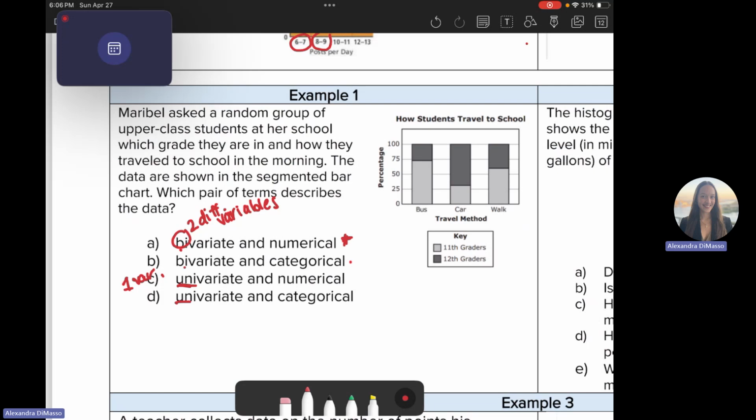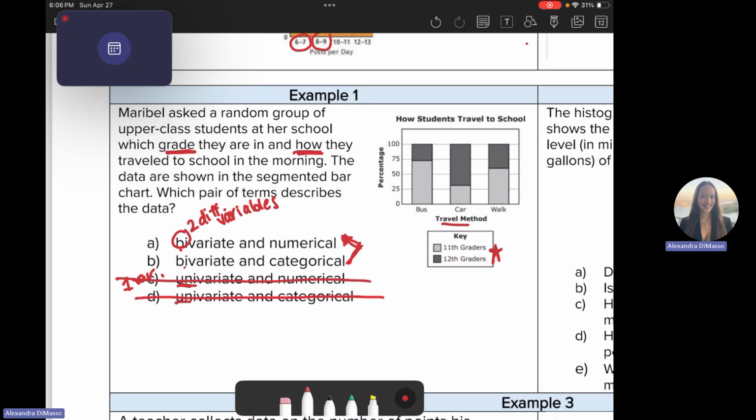If I'm looking at a random group of students, I want to know both what grade they are in and how they travel to school in the morning. So that's two different things I'm looking at: what grade they are in and how they are traveling. That already tells me my answer needs to be one of these two at the top, bivariate. It's not going to be univariate.